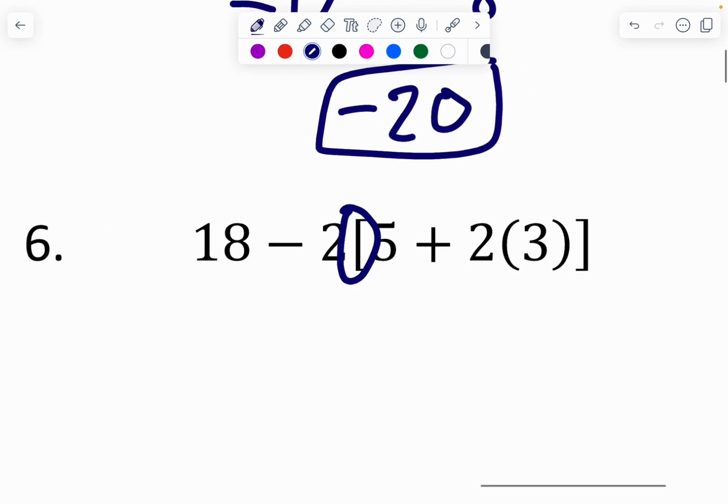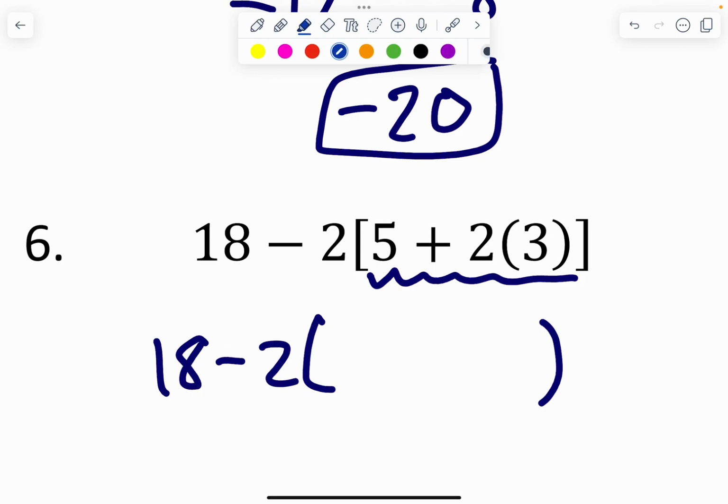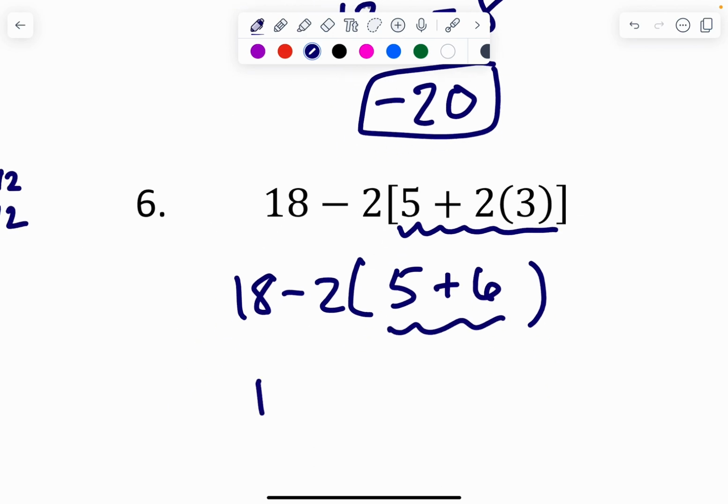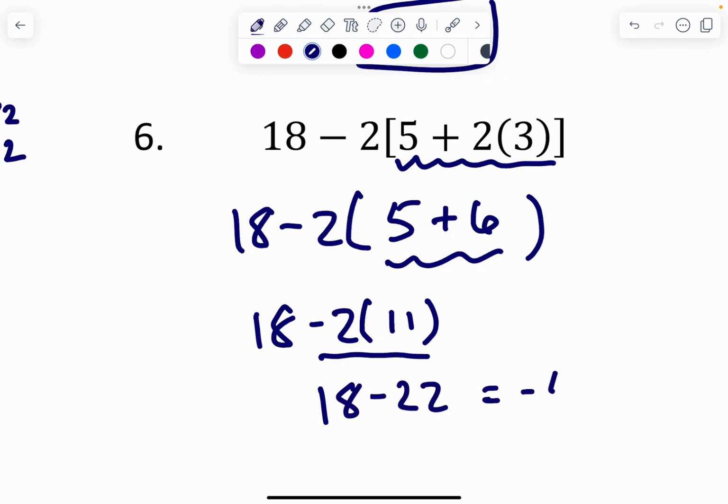Here, these brackets are basically parentheses or grouping symbols, which act the same as parentheses. So you do have to look inside here first. This is still 18 minus 2 times essentially what we get inside here. Inside, we have multiplication and we have addition, but you have to do multiplication first. So what you get is 5 plus 6. Now you can do the parentheses adding. 18 minus 2 stays. 5 plus 6 is 11. Now we have subtraction and multiplication, but the multiplication comes first, and you get -4.